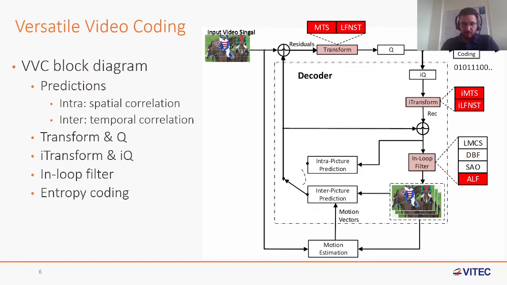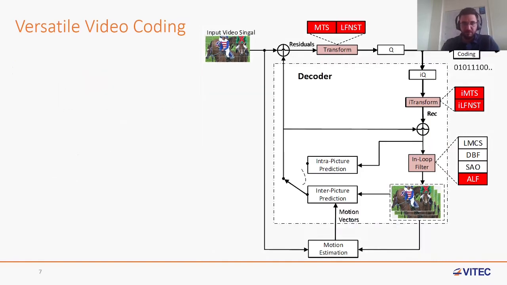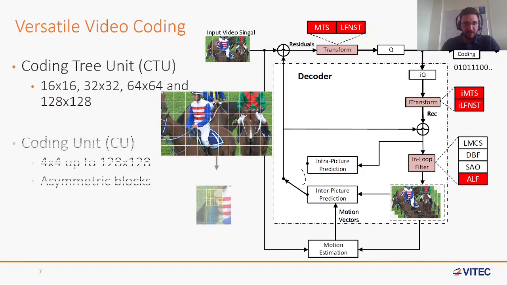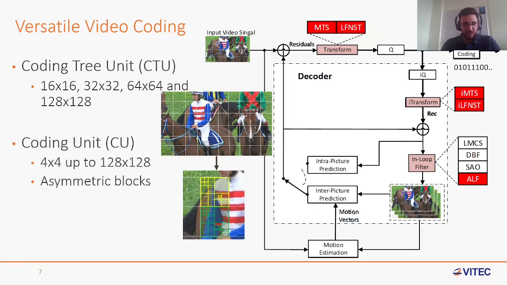An important note here is that before the encoding process starts, every frame is actually divided into a sequence of blocks called coding tree units that have sizes from 16 by 16 to 128 by 128. These blocks are also divided into a sequence of CUs that could have sizes from 4 by 4 up to 128 by 128. These CUs, like the CTUs, include asymmetric blocks.